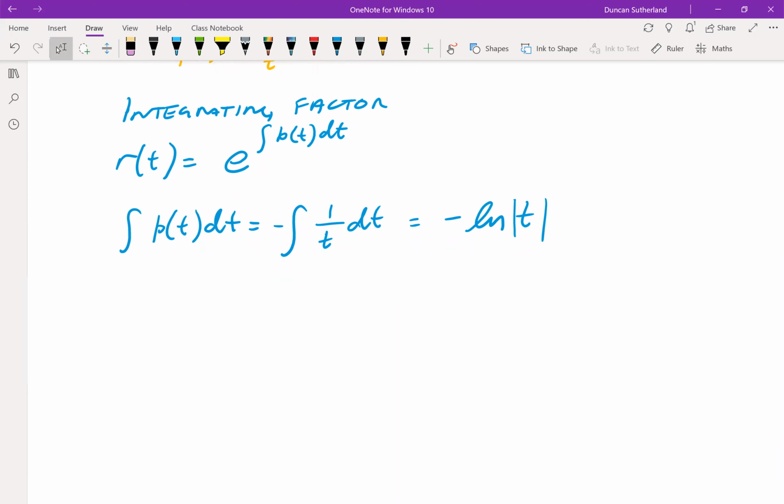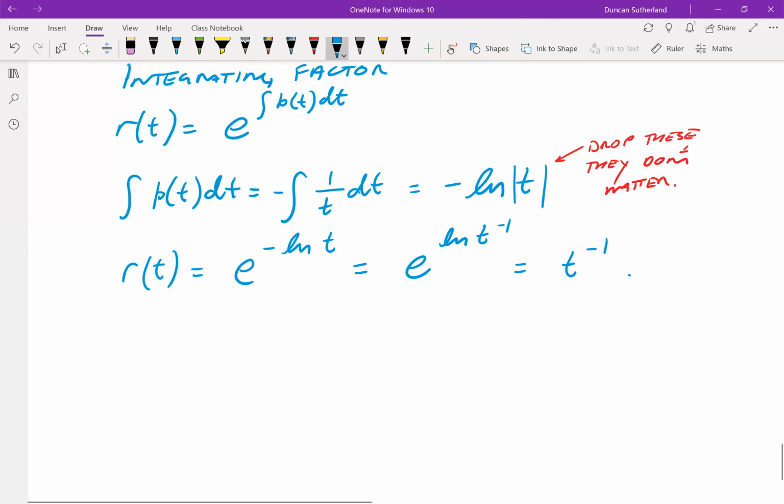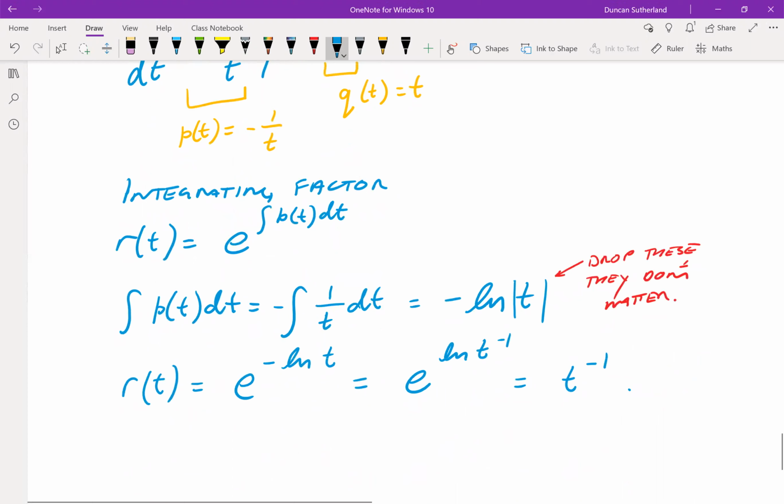We now compute R. So that's equal to, what is it? e to the log t to the minus 1 equals t to the minus 1. All right, so now we've worked out our integrating factor is t to the power minus 1. We can take our equation and multiply through by that integrating factor.